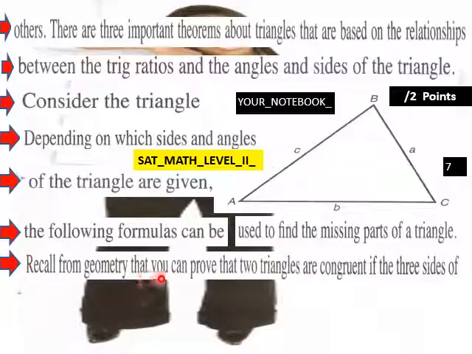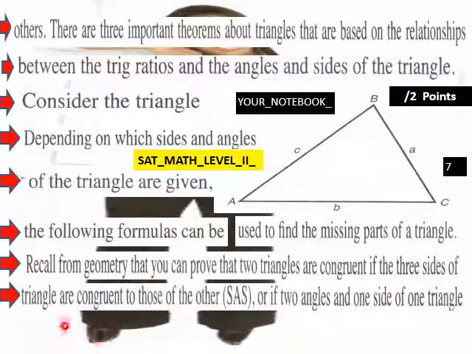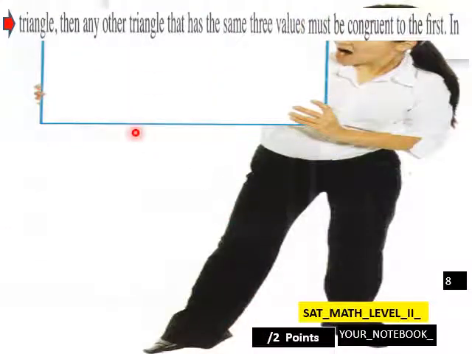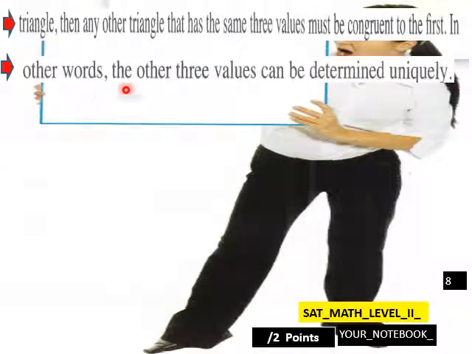Recall from geometry that you can prove that 2 triangles are congruent if the 3 sides of the triangle are congruent to those of the other, side angle side, or if 2 angles on one side of one triangle are congruent to those of the other, angle side angle or angle angle side. If you know 3 of these values for 1 triangle, then any other triangle that has the same three values must be congruent to the first. In other words, the other three values can be determined uniquely.